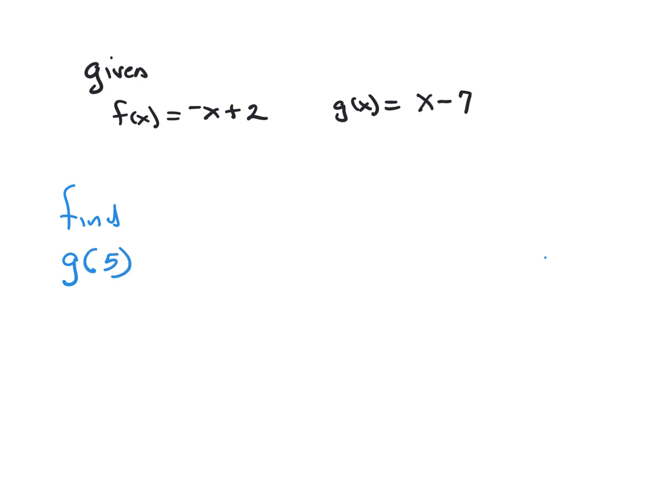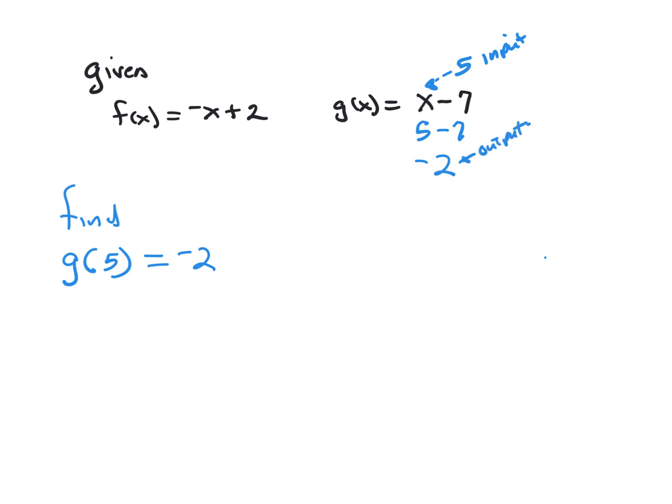And that's how you read that, by the way. That is read "g of 5." It does not mean g times 5. That is asking you to put 5 into the g function. So that becomes 5 take away 7, and isn't 5 subtract 7 negative 2? So we can say that when you plug 5 into the g function, you get negative 2 as its output.